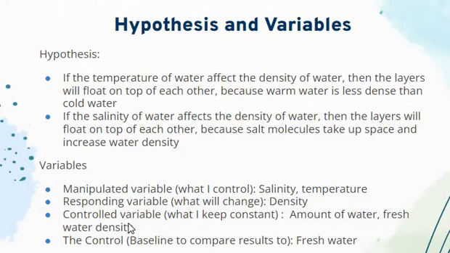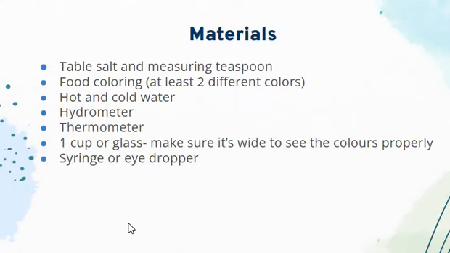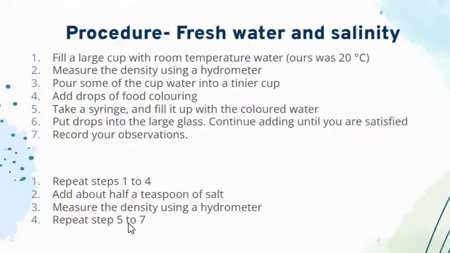Manipulated variable: salinity, temperature. Responding variable: density. Controlled variable: amount of water or freshwater density. The control, a baseline to compare results to: freshwater. Materials. You will need table salt and a measuring teaspoon, food coloring, at least 2 different colors, hot and cold water, a hydrometer, a thermometer, 1 cup or glass, make sure it's wide enough to see the colors properly, a syringe or eyedropper.